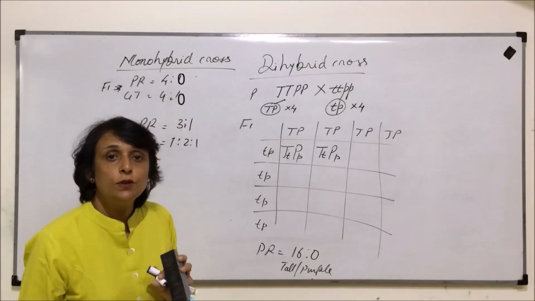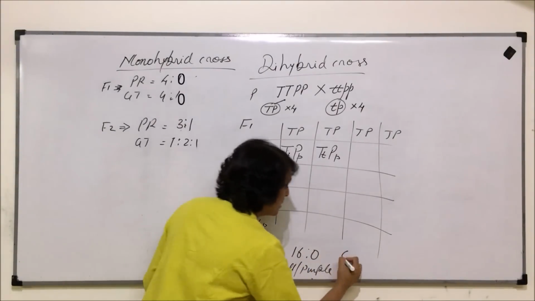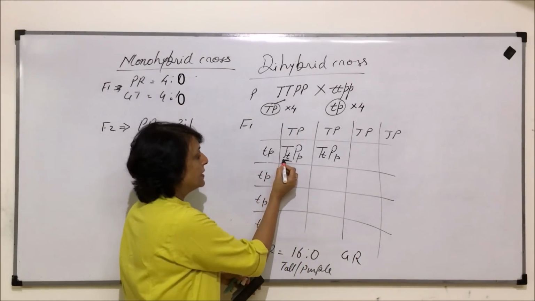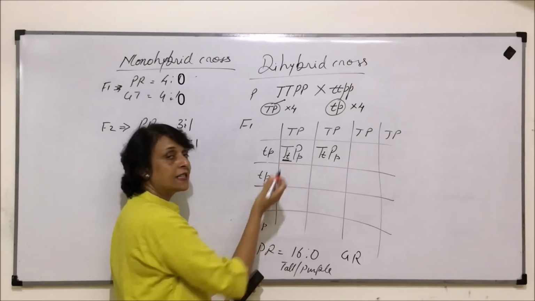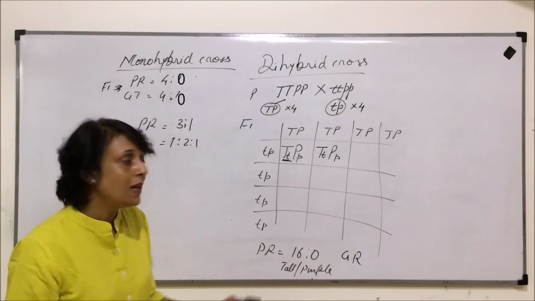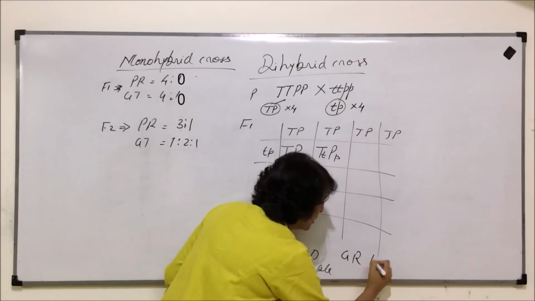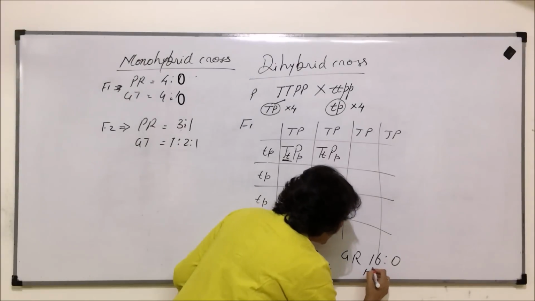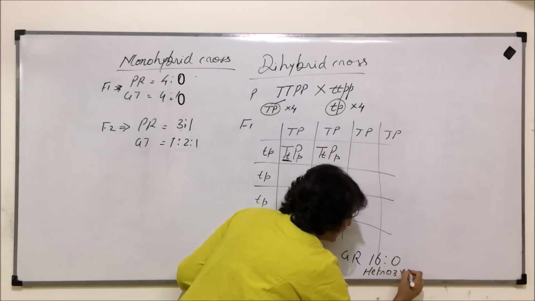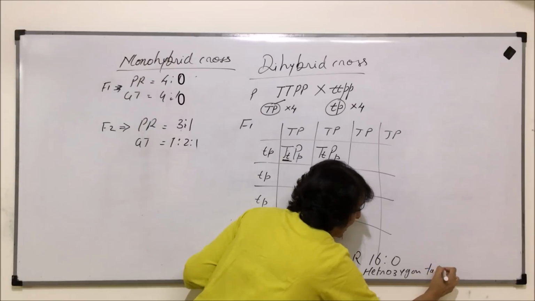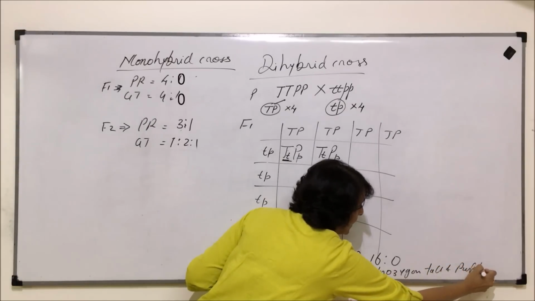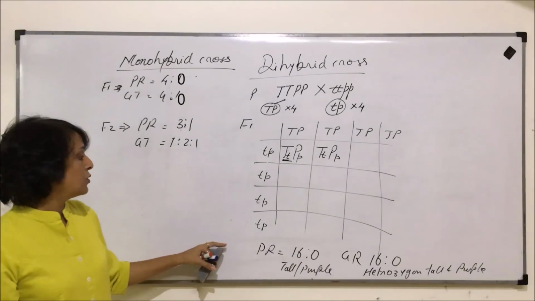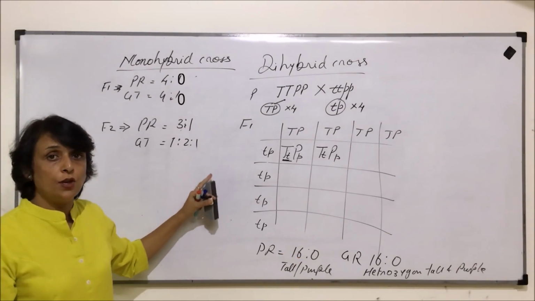Now, if we talk about the genotype ratio. What is the genotype of this individual? It is having one dominant allele for height and one recessive. That means it is heterozygous tall and heterozygous purple. So here also ratio is going to be 16:0, but they are heterozygous tall and purple. So phenotype, genotype ratios are same in case of F1 generation.